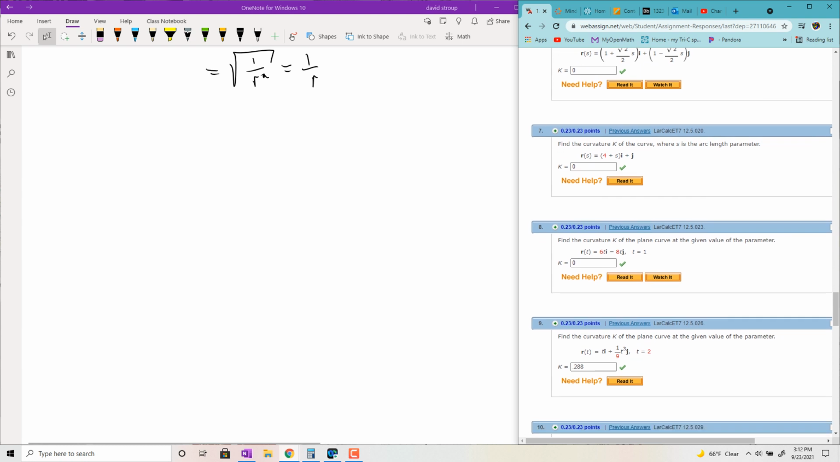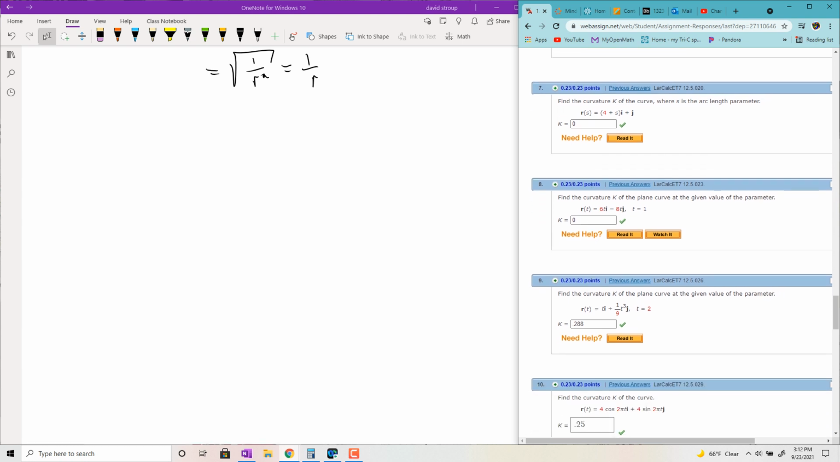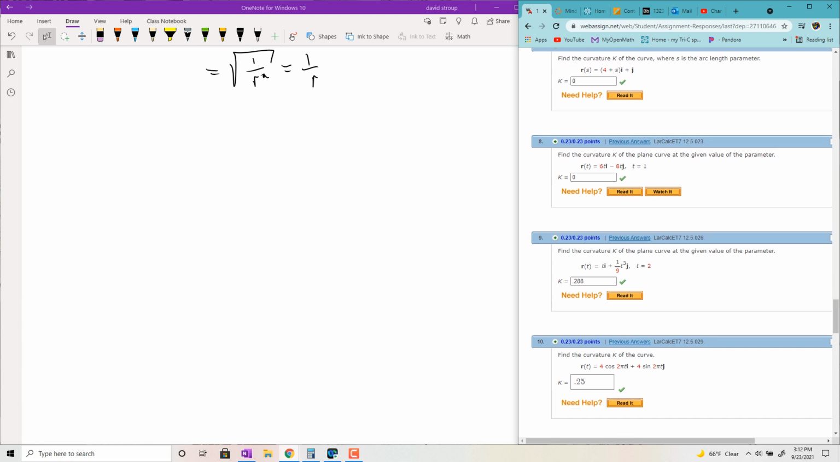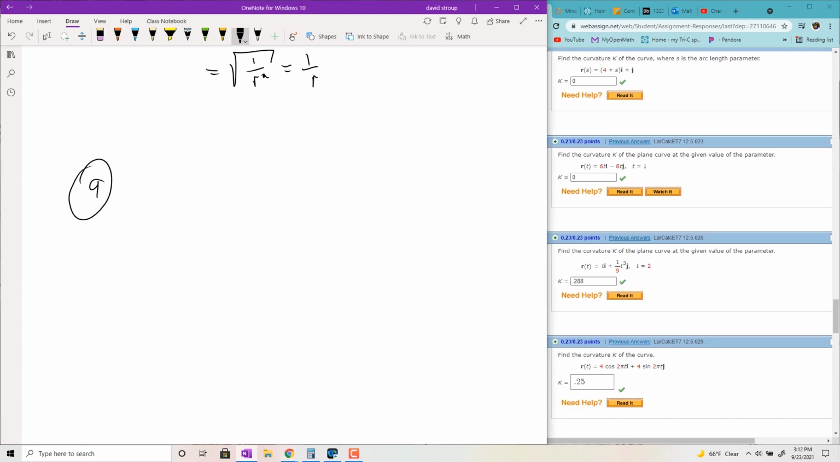That's just because these are straight lines, and the curvature of a line is 0, so it works out that way. Let's look at number 9. Find the curvature K for the given parameter. So r of t is t, 1/9 t cubed, and we're looking for t equals 2.